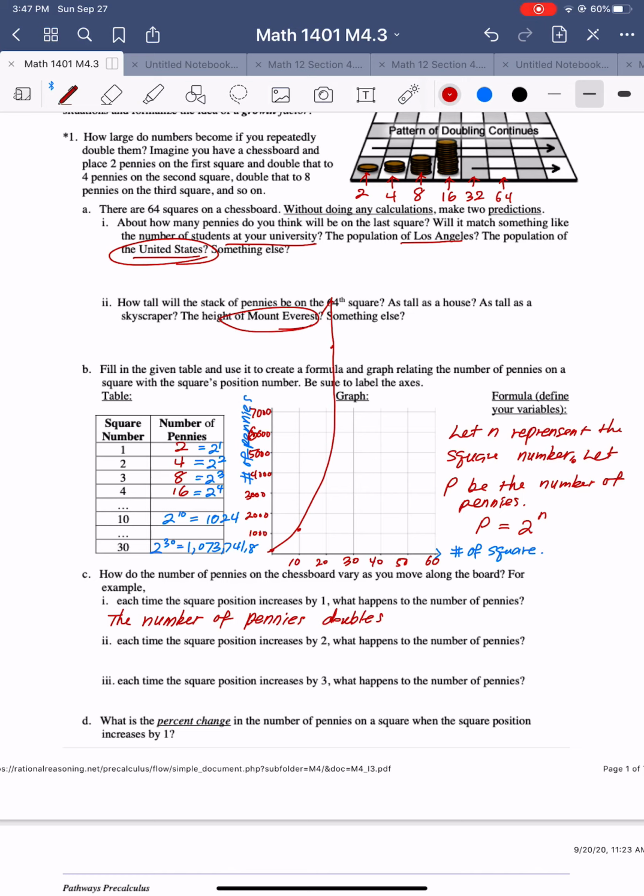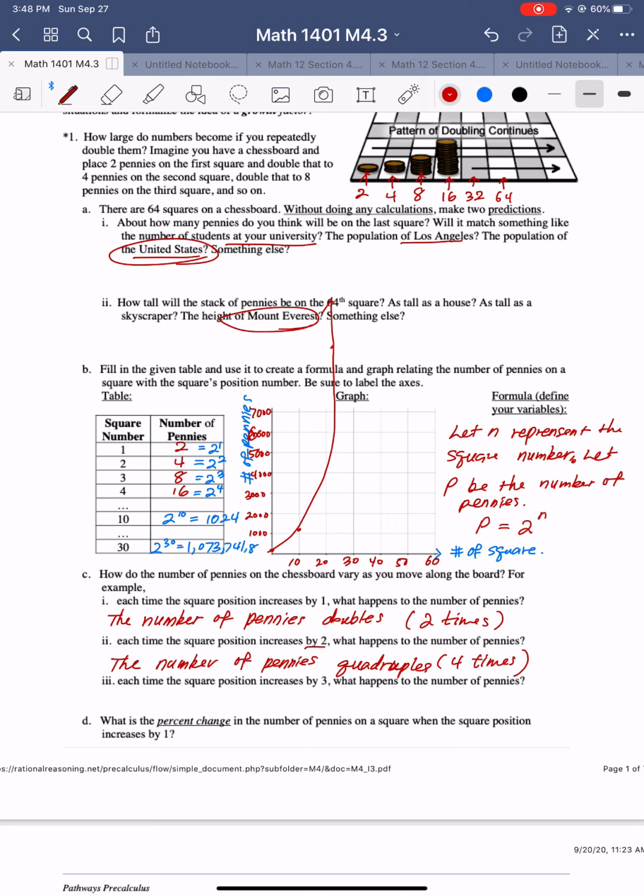And each time the square position increases by 2, which means you're skipping by 1, from 2 go to 8, go to 32, go to the next one. So 2 goes to 8, which is 4 times. The number of the pennies is actually quadrupled. Double means 2 times, so this means 4 times.